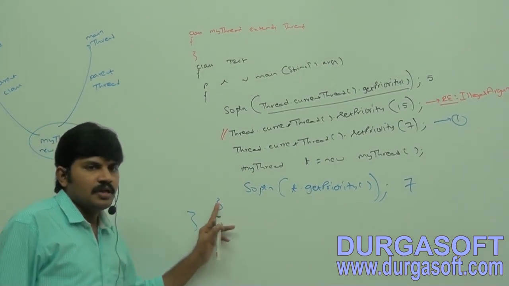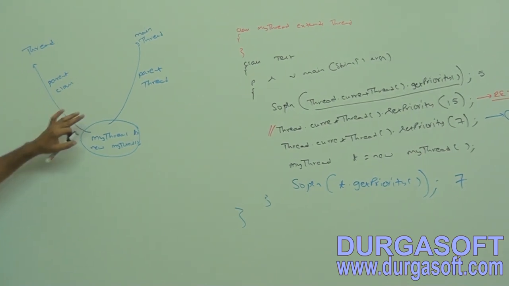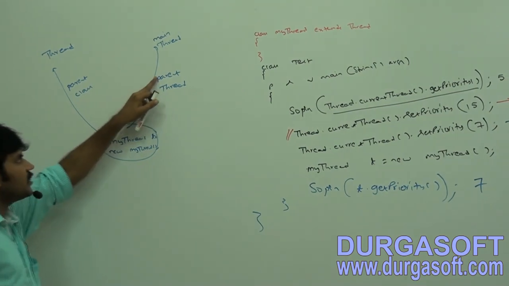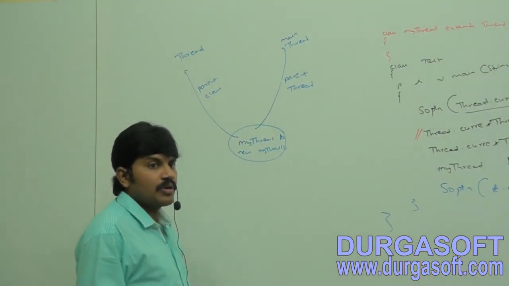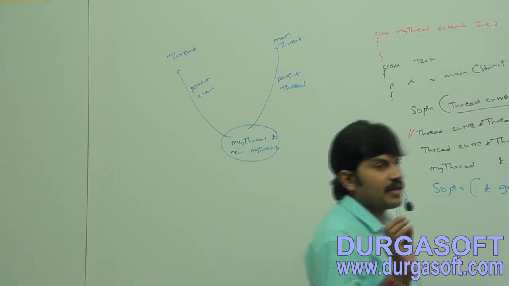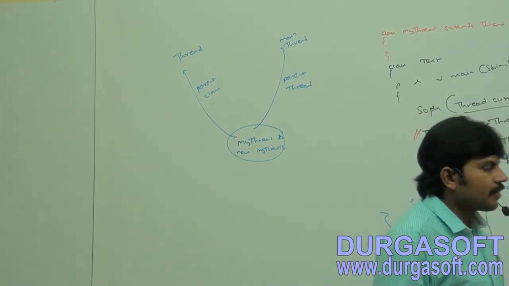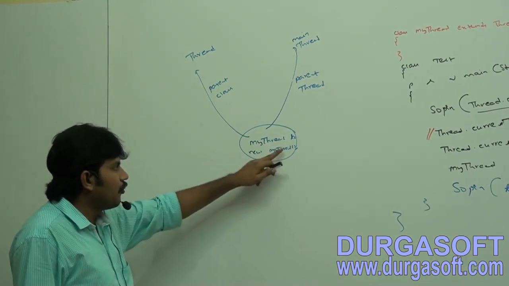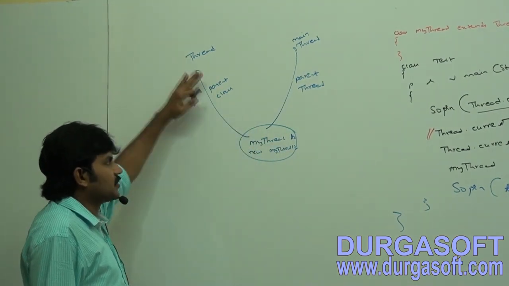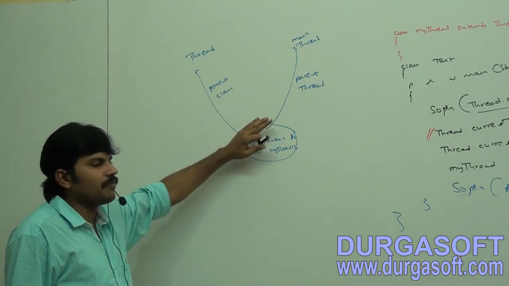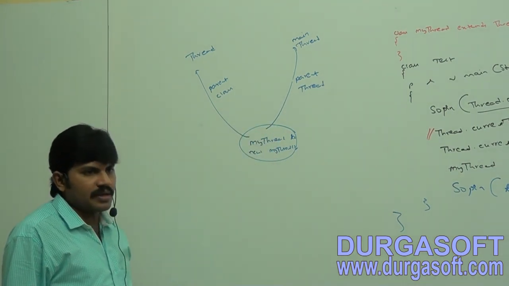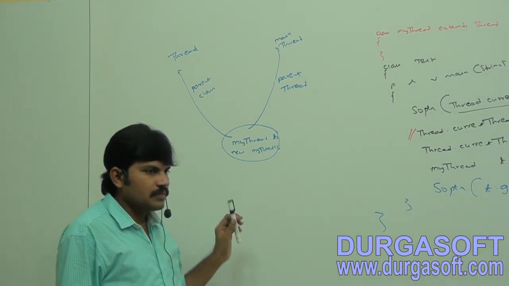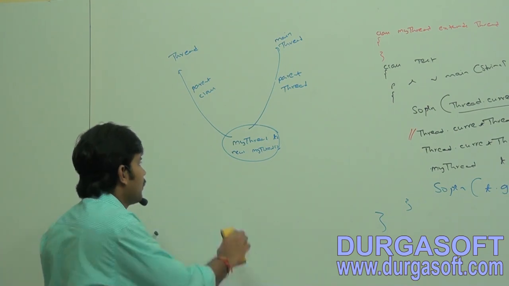Okay, this is the thing. Have you taken this part, right? For my thread, the parent class is what? Thread. But the parent thread is what? Main thread. Don't get confused. Parent thread is different, parent class is different. My thread t is equal to new my thread. For my thread, the parent class is thread. This line is executed by the main thread. That's why the parent thread is the main thread, right? Clear for all of you, right? Okay. Next one.